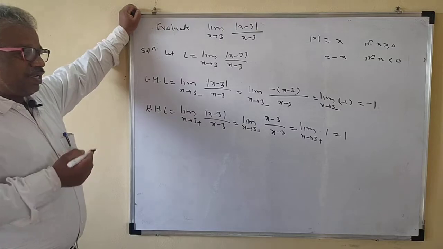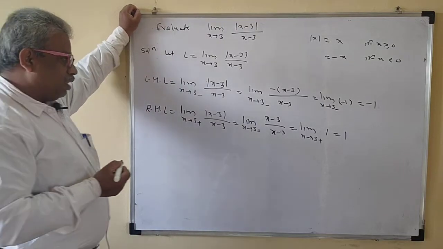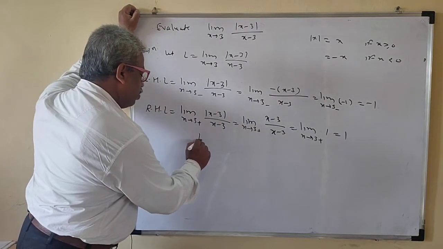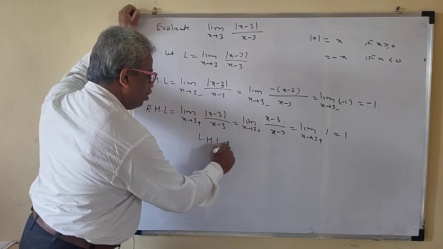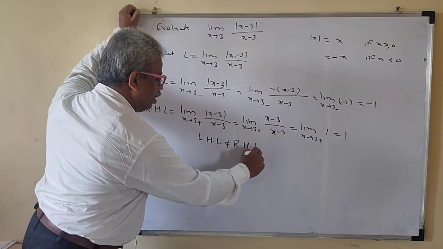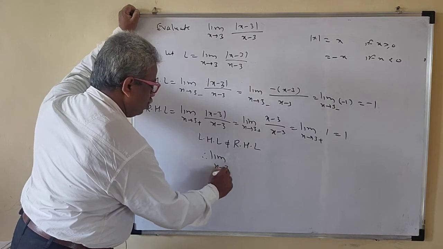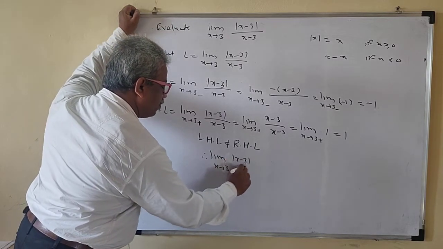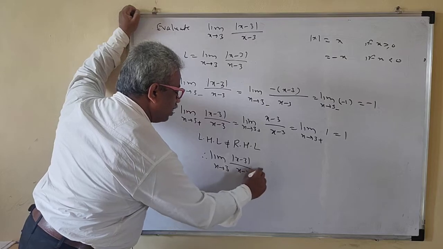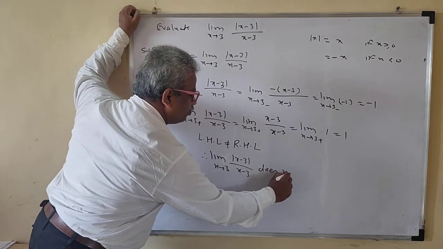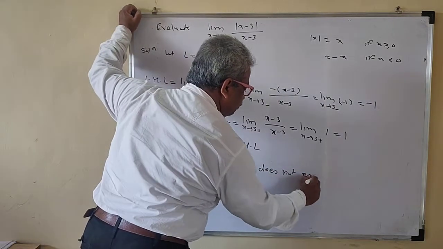Now the left hand limit is minus 1 and the right hand limit is 1, so they are not the same. Therefore, left hand limit is not equal to right hand limit. So therefore limit x tends to 3 of mod of x minus 3 upon x minus 3 does not exist.